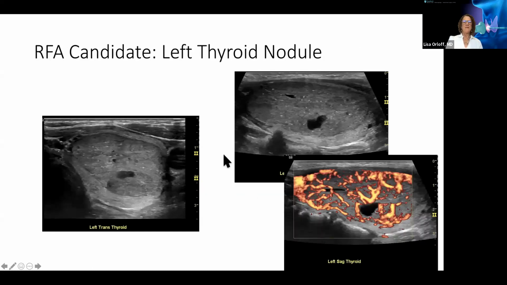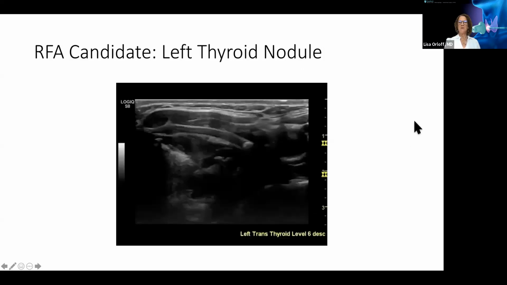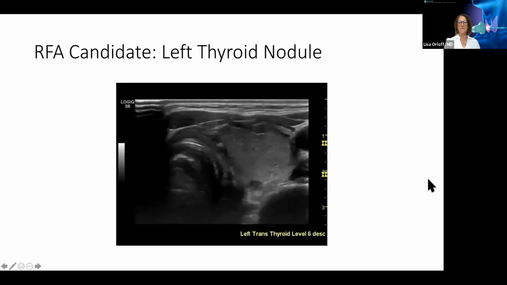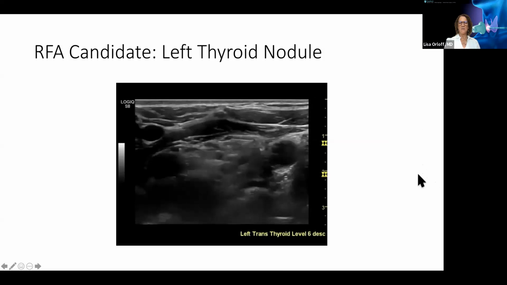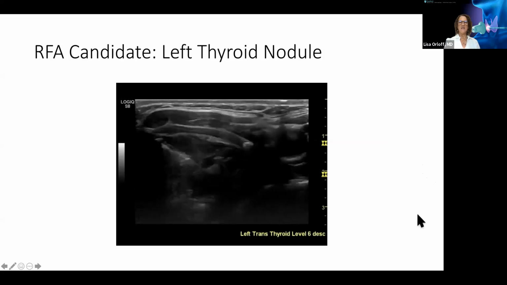Here's a patient with a left thyroid nodule seen in the typical diagnostic ultrasound view with the operator facing the head of the patient, transverse on your left, sagittal and Doppler on your right. And here is a sweep through the thyroid showing the extent of this thyroid nodule. It has a small cystic component, but it's mainly solid.